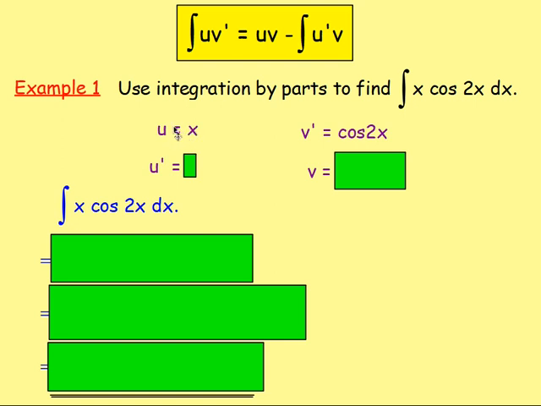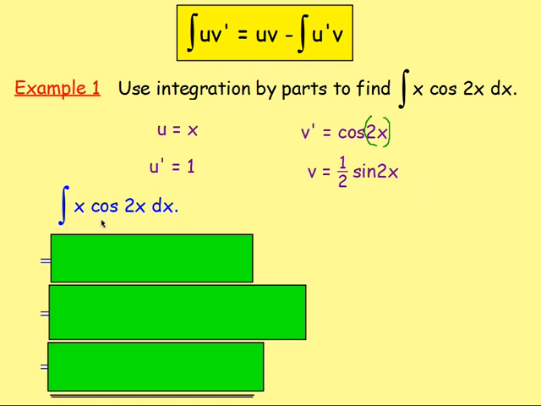From there, to go from u to u dash, we differentiate. So if we differentiate x, we would end up with 1. And if we have v dash, then that's the one that we're integrating. So we're integrating to get to v. And if you integrate cos 2x, you would get, good, you would get sine 2x. But remember, you divide by the derivative of the brackets. And really, you're imagining that there are brackets around the 2x. So cos would go to sine, brackets would stay as they are, and then divide by the derivative. So it's a half sine 2x.